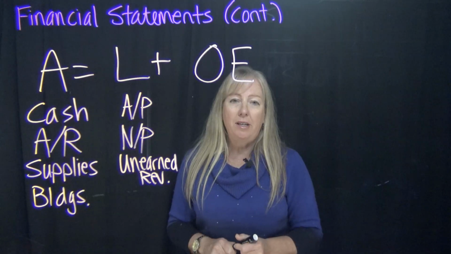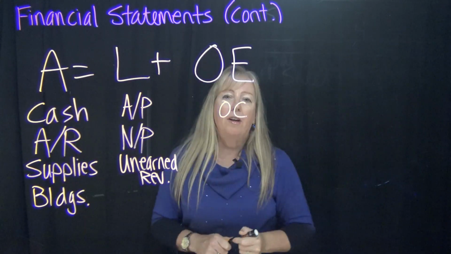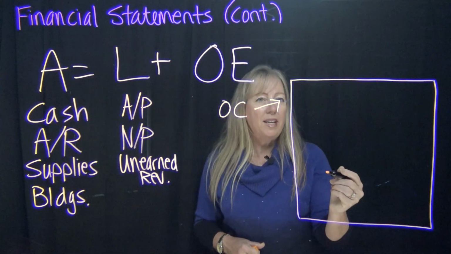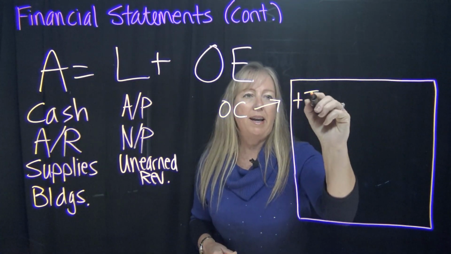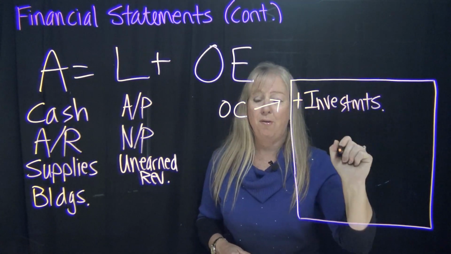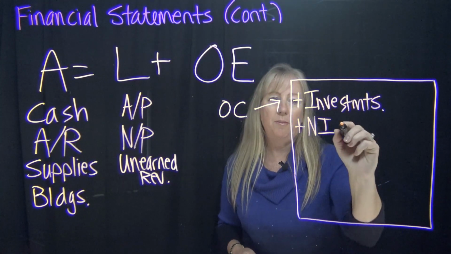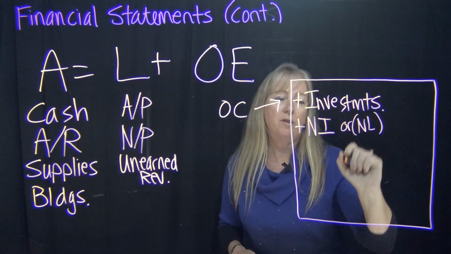In our owner's equity section, we'll report owner's capital. The contents of the owner's capital will come from the owner's capital statement. The owner's capital statement will be increased by investments from the owner. It will also be increased by net income or decreased by net loss, which will be a negative number.